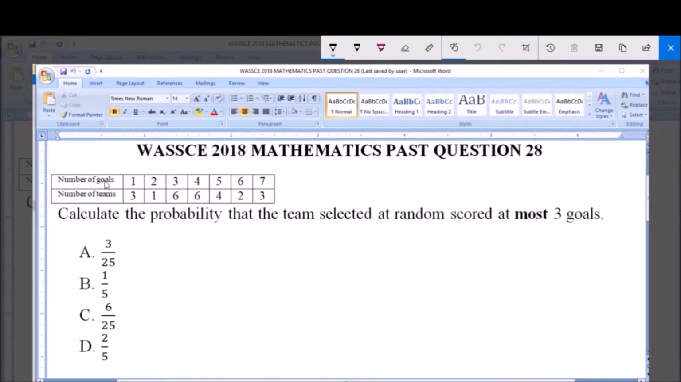Now you can see here the numbers 1, 2, 3, 4, 5, 6, 7 represent the number of goals, and this box here represents the number of teams that scored these respective goals. Now looking at this, the total number of teams involved here will be 25.